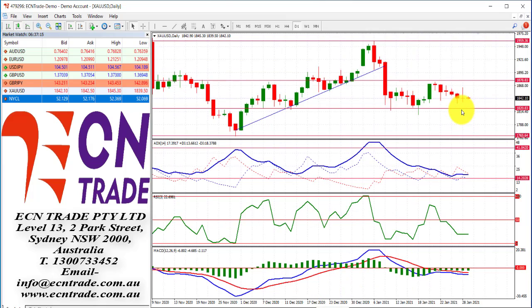Still very choppy price action for gold. The market is still very much focused on 1,820. A break beneath there would give further scope towards 1,760, which is what I'm still viewing, whereas we're still struggling to even recapture or challenge the level of 1,870.